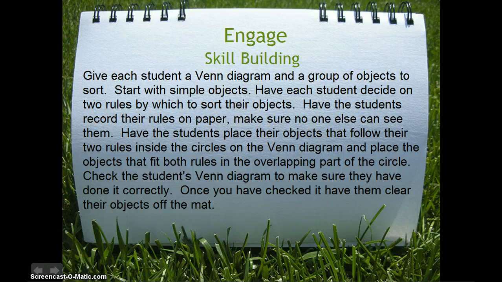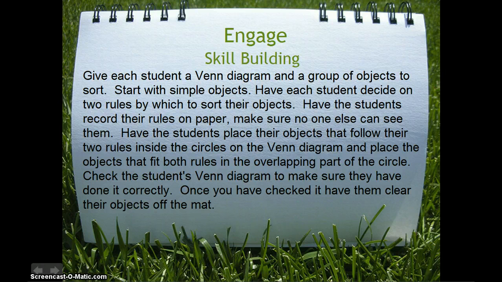The next part is the engage, and the first one underneath this is a skill building. Once we are done acting out the Venn diagram, we will then return to the table, and each student will be given a Venn diagram and a group of objects to sort. First, I will start with simple objects and work towards more complex objects. What I will do is with the objects that I have given my students, they will have to figure out 2 rules by which to sort the objects.